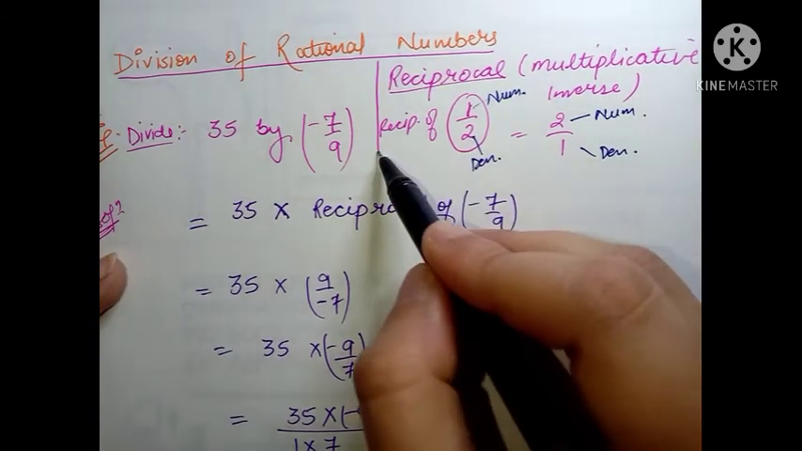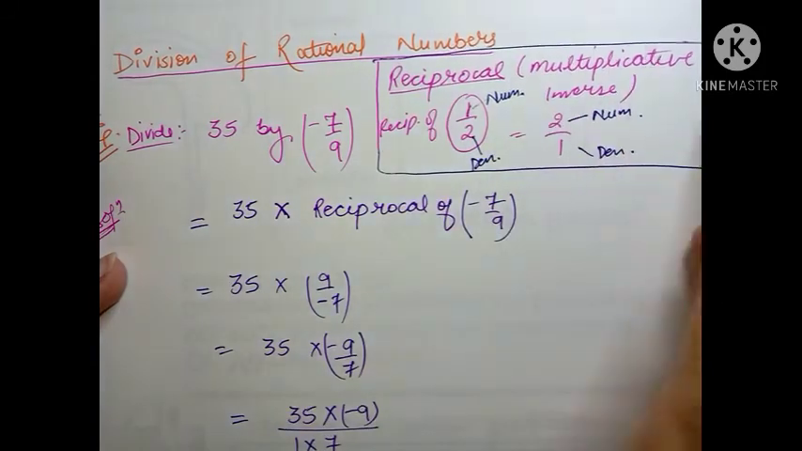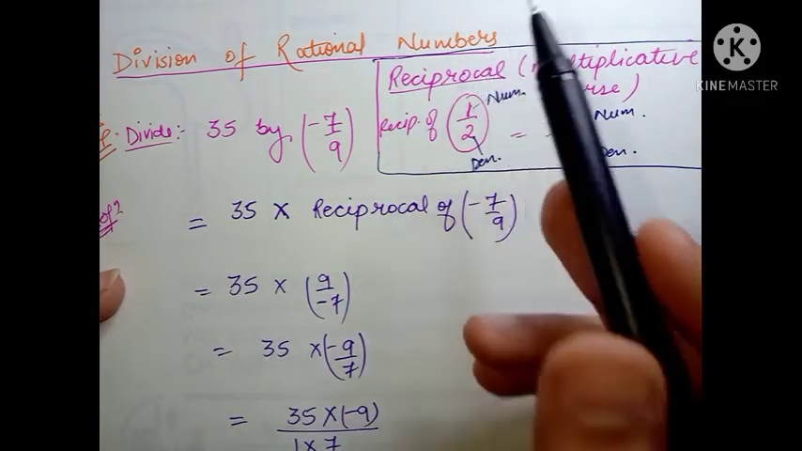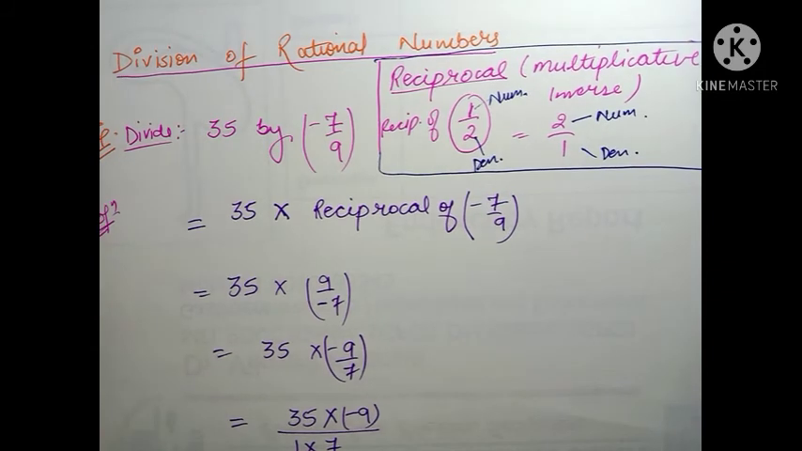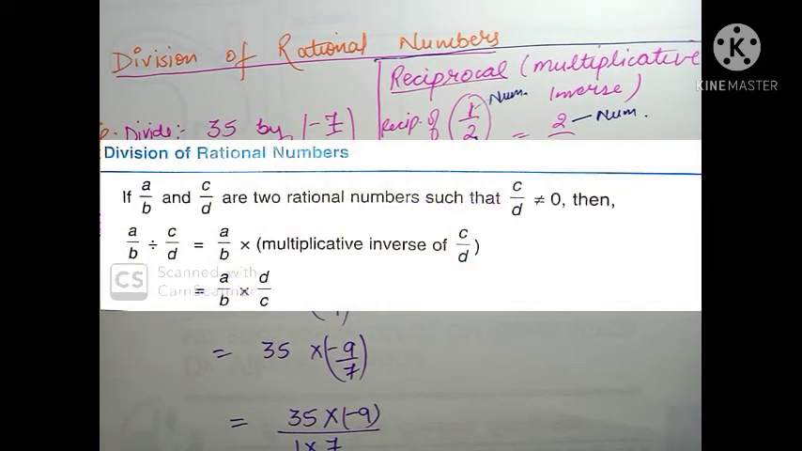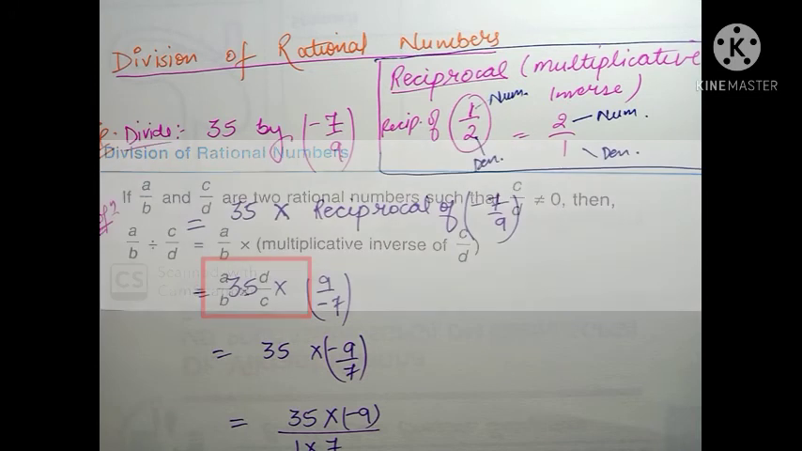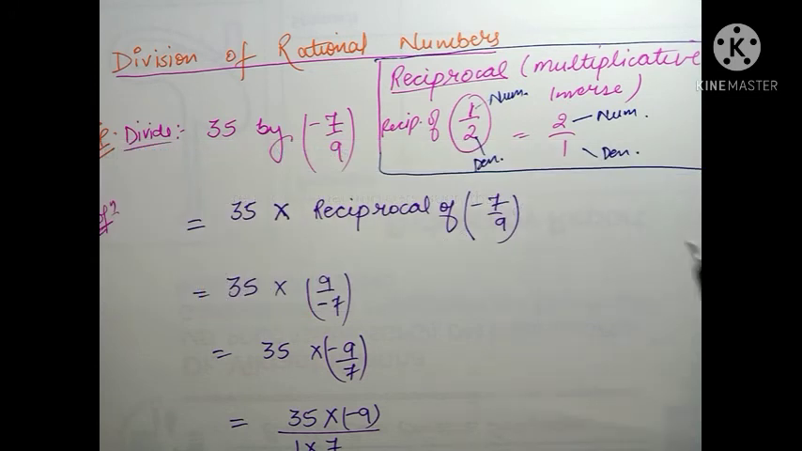Okay, so we shall keep this in our mind and continue with our topic, which is division of rational numbers. For that, there is a rule. The rule says that if A upon B and C upon D are two rational numbers such that C upon D is not equal to 0, then on division of these two rational numbers, first we write the first rational number, then we apply the multiplication symbol, and then we write the reciprocal of the second number. This is how we get the division of two rational numbers. This is what the rule says.